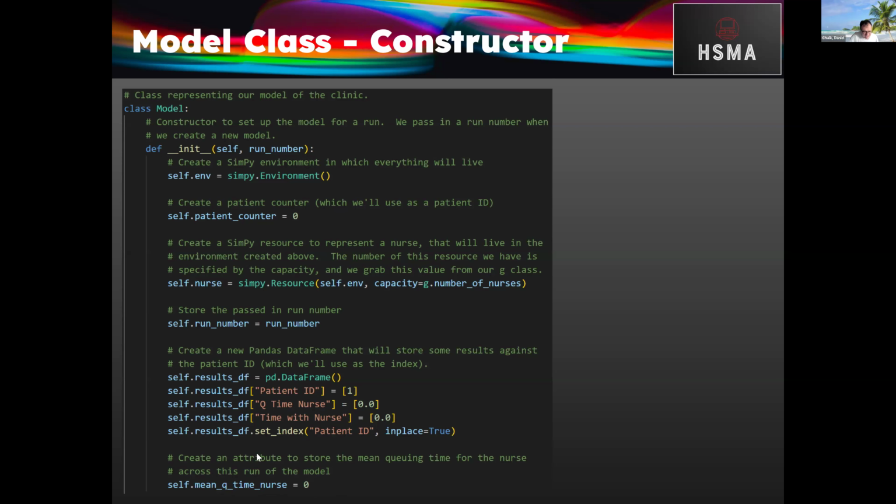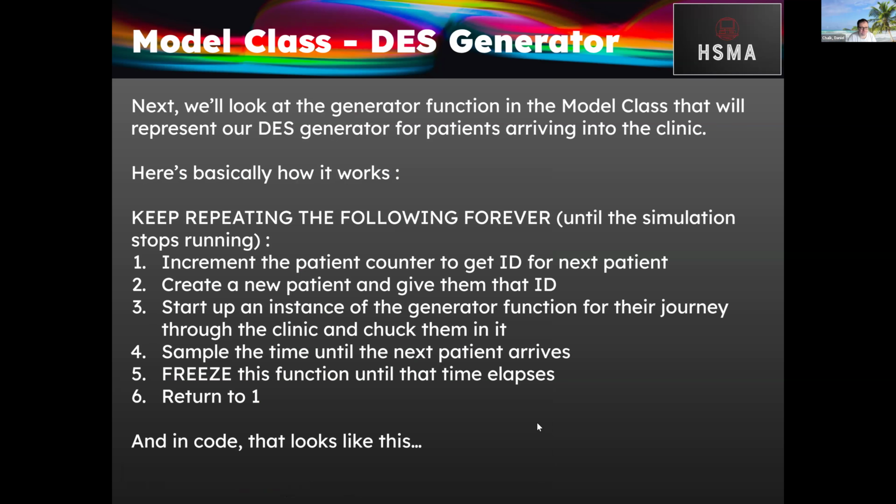Lastly, in my constructor, I'm going to create an attribute that is going to store the mean queuing time for the nurse across this run of the model. So across all patients, this is the model class. Remember, each patient has got a little clipboard that says, I spent this long queuing for the nurse. Whereas this is the model class, and it says, okay, across this run of the model, this will store the average across all of my patients. How long on average did they spend queuing for the nurse? So I just default that to 0 by default. So that's the constructor I'm going to use for my model class.